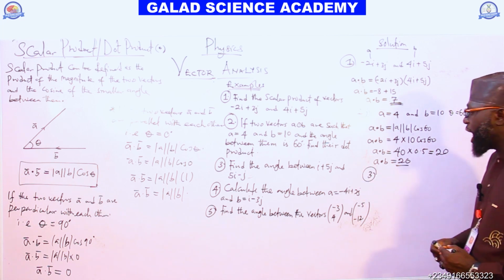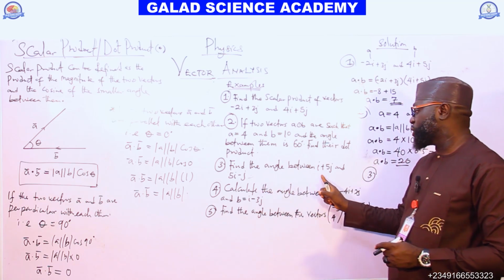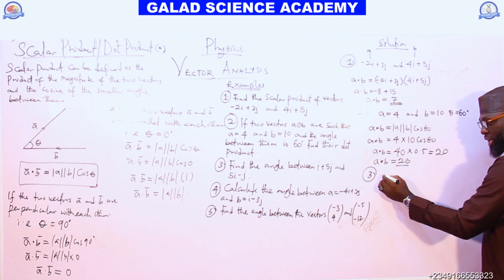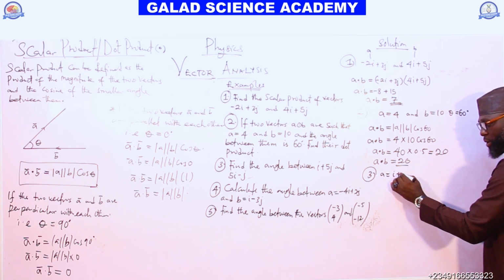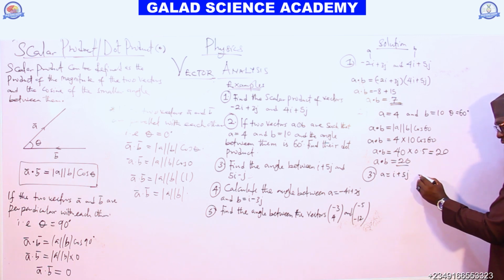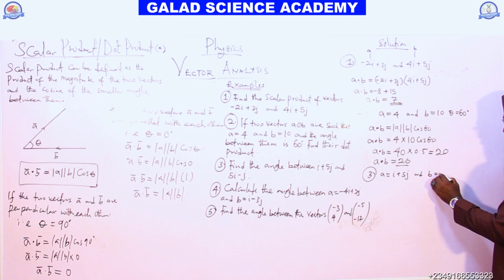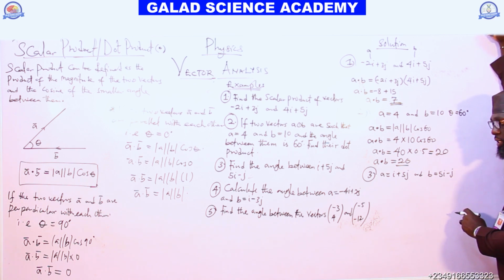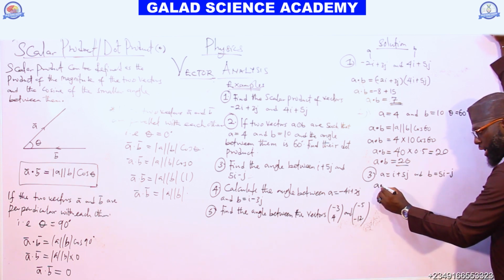In question 3, we are asked to find the angle between the two vectors. What are the two vectors given? Our A is i plus 5j, and vector B is 5i minus j. We are now asked to find the angle between them. Let us find A dot B.